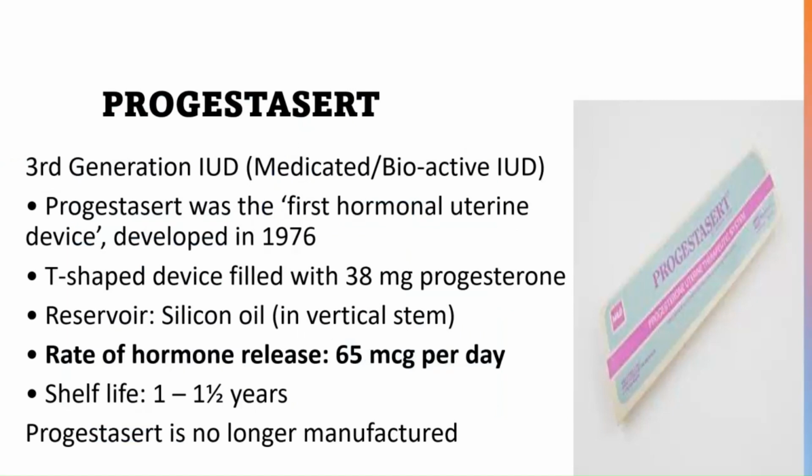We will discuss in brief the third generation IUCD. Progestasert is a medicated bioactive IUCD, and it was the first hormone intrauterine device, developed in 1976. It is a T-shaped device filled with 38 milligrams of progesterone, the rate of hormone release is 65 micrograms per day, and the shelf life is 1 to 1.5 years. But now it is no longer being manufactured.